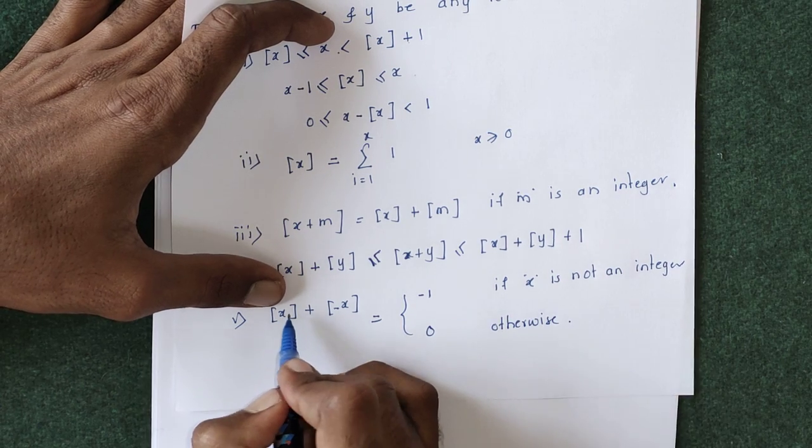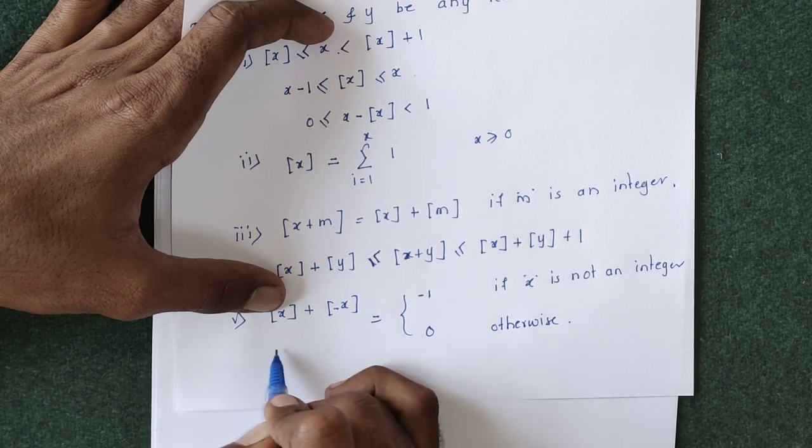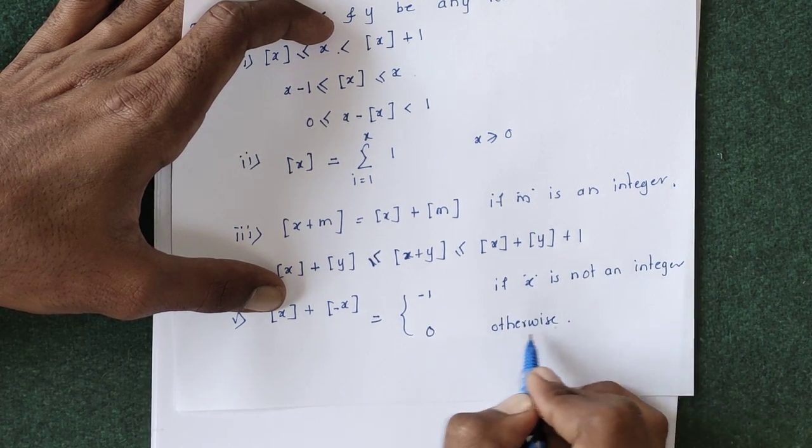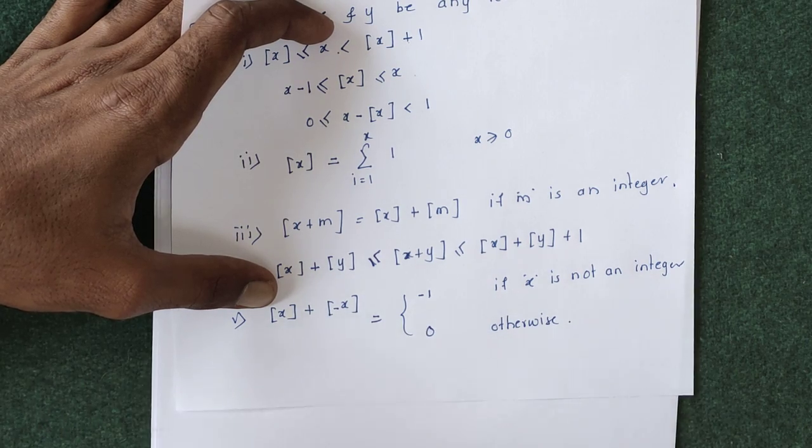If x is itself an integer, suppose x is equal to 1, then 1 plus the integral part of minus 1, which is again minus 1, so 1 plus minus 1 is 0. So, if x is an integer, then the integral part of x plus the integral part of minus x is equal to 0.